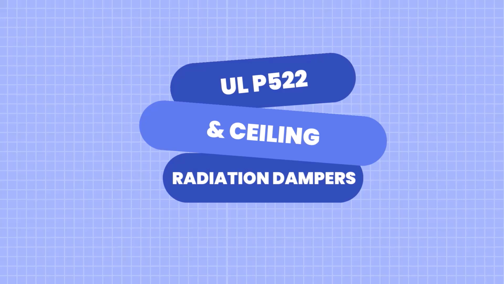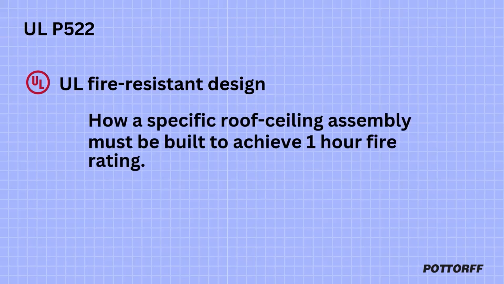Outstanding and exactly right. You might have seen UL P522 shown in your plans or submittals and wondered what it really means. Spoiler alert, it's not a damper model, it's a UL fire resistance design, and it's critical where you're dealing with fire-rated ceiling assemblies. Okay, let's start there. UL P522 is a UL fire resistant design that outlines how a specific roof ceiling assembly must be built to achieve a 1 hour fire rating.